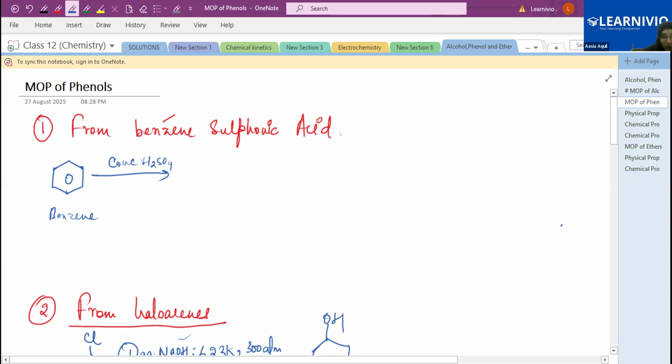This concentrated H2SO4 will liberate an electrophile, and that electrophile is basically SO3H. The electrophilic substitution reaction will occur, and you will get benzene sulfonic acid. What's the electrophile over here? SO3H. So this is benzene, and you will get benzene sulfonic acid.